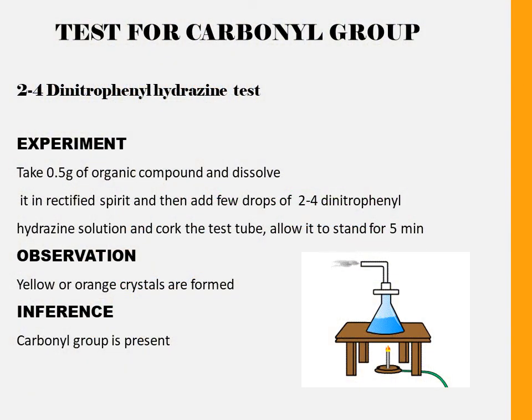Test for the carbonyl group. The first test for the identification of the carbonyl group is the 2,4-dinitrophenylhydrazine test. Take 0.5 ml or 0.5 gram of the given compound in a clean dry test tube. Add rectified spirit until the compound just dissolves. Now add a few drops of 2,4-dinitrophenylhydrazine solution. Cork the test tube, shake the mixture and allow it to stand for 5 minutes. Formation of yellow or orange crystals indicates the presence of the carbonyl group.